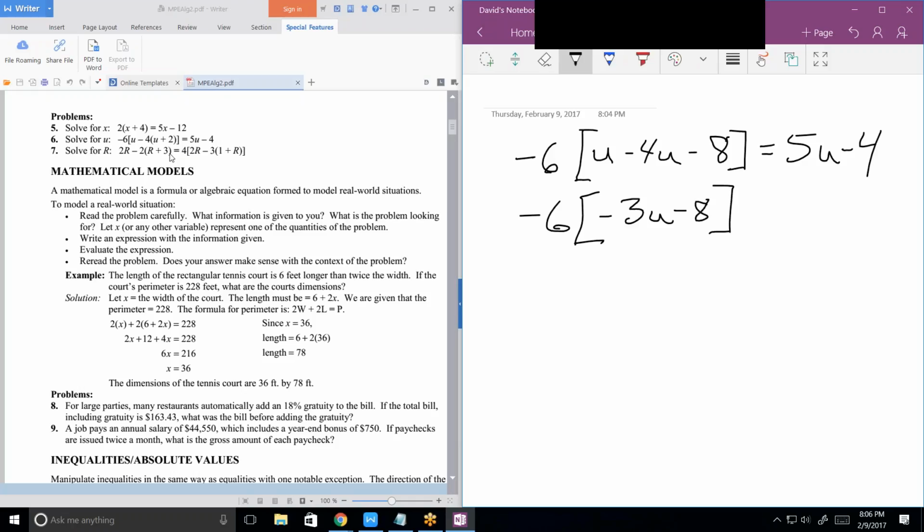In other words, let's not do both of those steps at once. And in fact, I'm just going to make a blanket rule. Let's always only do one thing at a time. Okay? Forget what I said about doing two things at once there. I don't think that's the way to teach anybody. Now what's the next line? So it'll be 18u plus 48 equals 5u minus 4. And what's the next line?